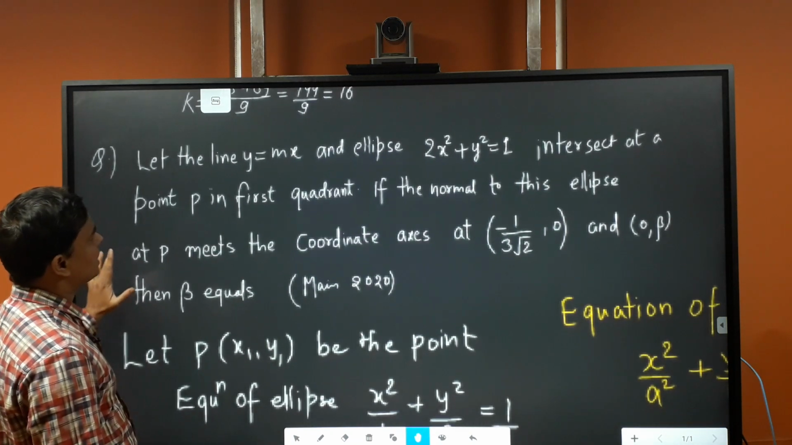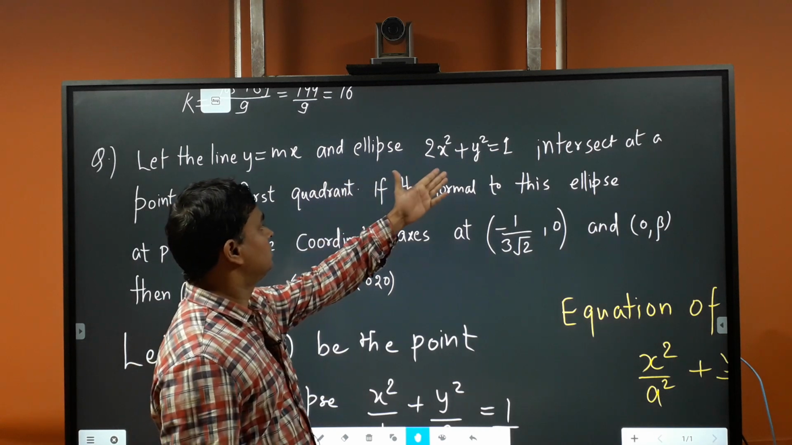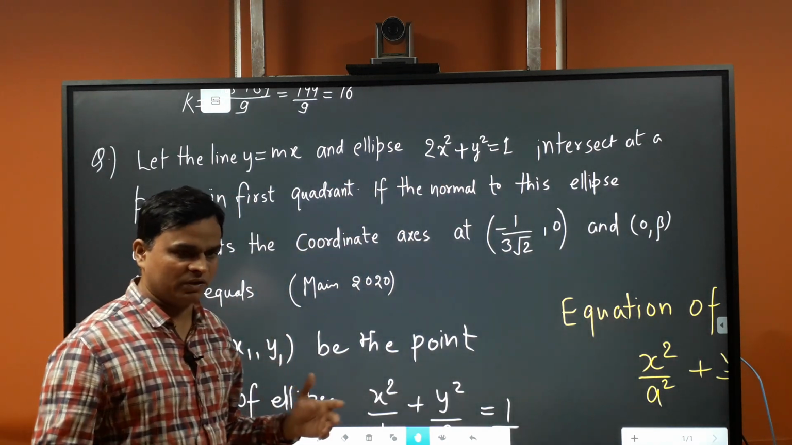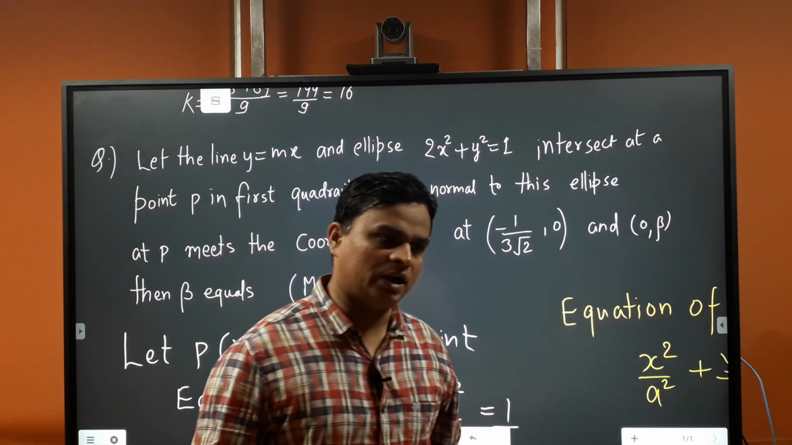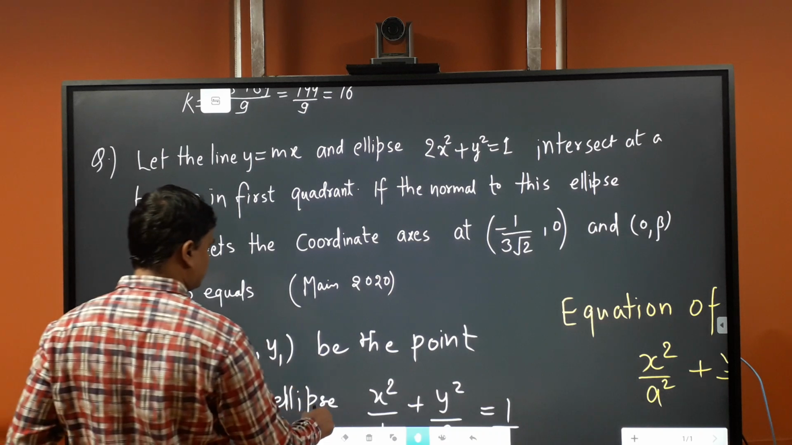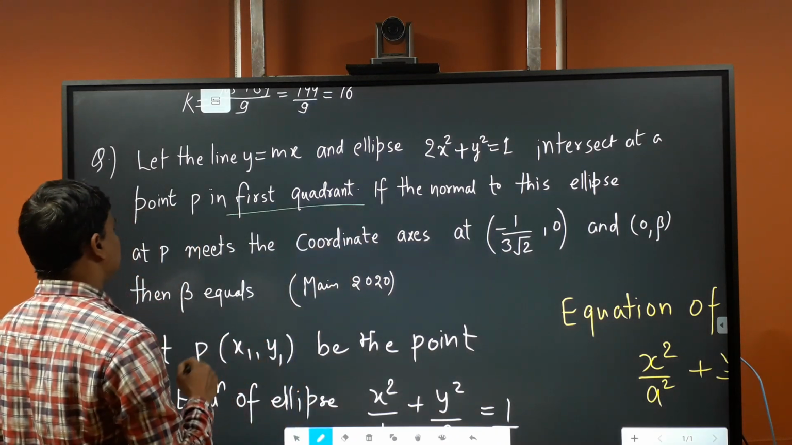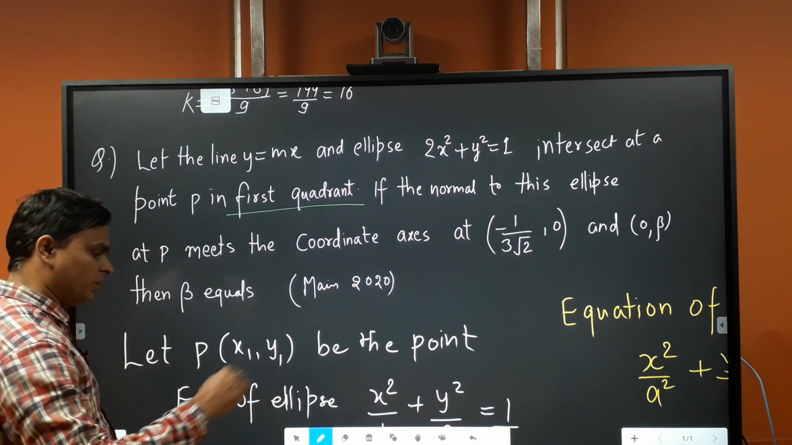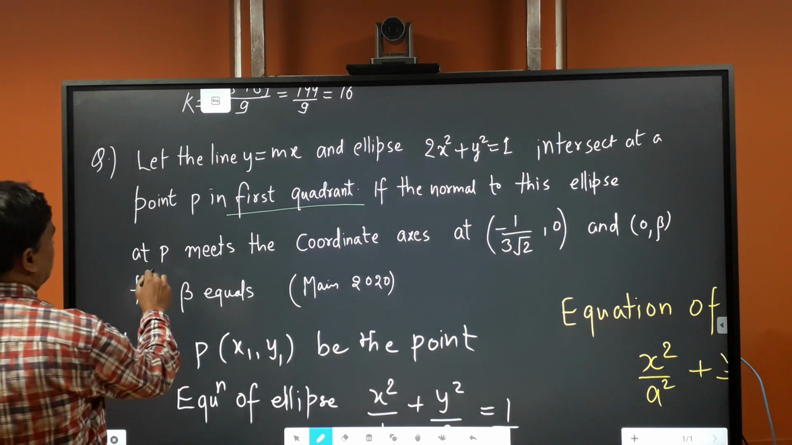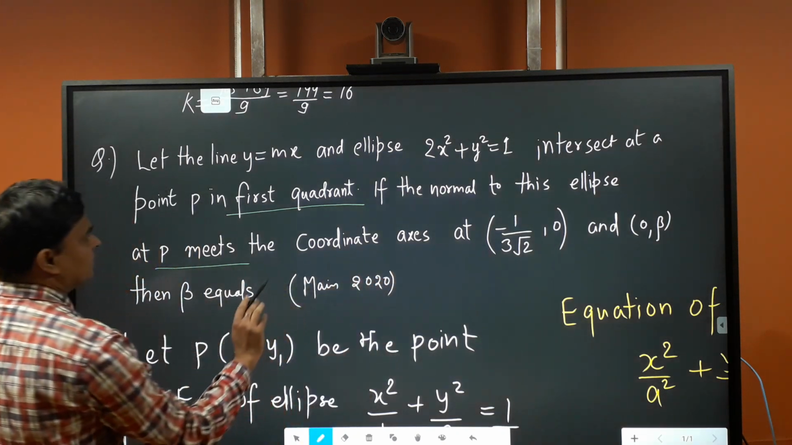This question states: let a line y equals mx and an ellipse intersect at a point P in the first quadrant. That means the line y equals mx and the ellipse are intersecting in the first quadrant. By the first quadrant we mean that both x and y should be positive. If the normal to the ellipse at P, that means the point at which the line and the ellipse intersect, we are drawing a normal there. It meets the coordinate axes at these two points, then what is the value of beta?